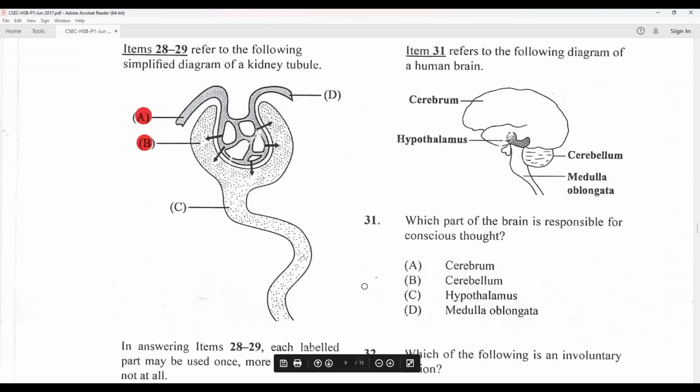Question 31. The following diagram of the human brain, and they have 4 parts identified. Which part of the brain is responsible for conscious thought? This is the part where you are doing all your thinking. And that should be the biggest part of your brain, the cerebrum.